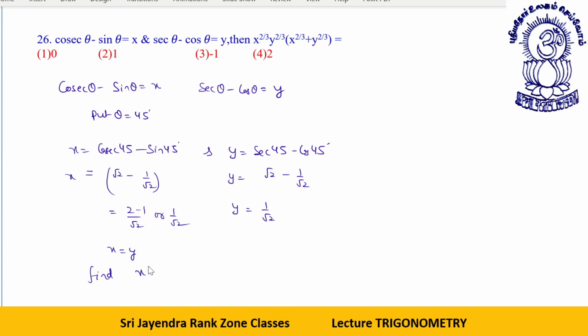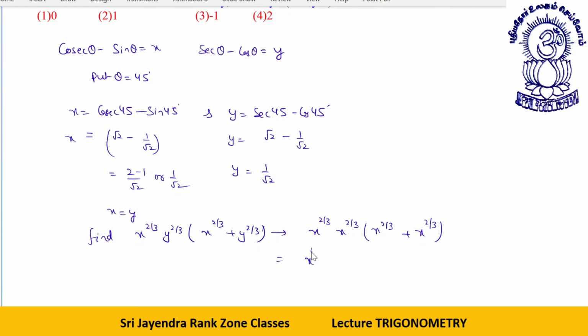What do we need to find? We need to find x raised to power 2 by 3 plus y raised to power 2 by 3. So this will give you what? You can say this is like x raised to power 2 by 3 plus x raised to power 2 by 3. Okay. So this will give me x raised to power 4 by 3 into twice of x raised to power 2 by 3, that is twice of x square. Fine, that will give me twice of x square, which is what? x square will be 1 by root 2 square, that is 1 by 2, so that will be equal to 1.